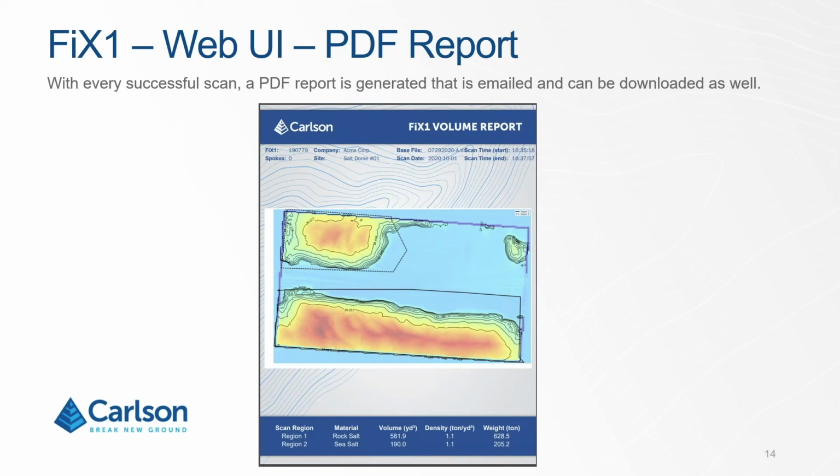The report, this is what you will receive in your email, and this is pretty much what most of the people will be interfacing with the FiX1. Here's a standard report that the FiX1 generates. As you can see, it gives you some information about the site. In this instance here, in this salt barn, we had two areas of regions of interest, and you can see at the bottom, region 1 and region 2 can be individually labeled and give you the associated volume with that as well.